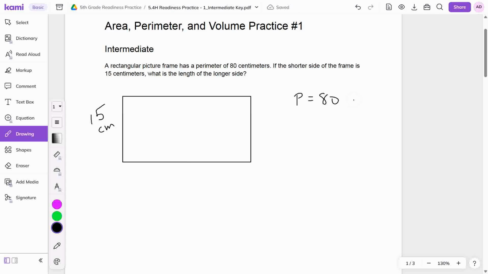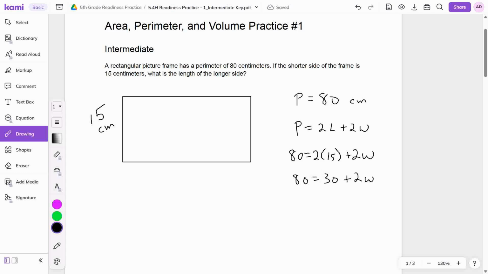Now, there's two ways that we can do this. We can just use this rectangle to figure out what is the length of the longer side, or we can use our formula. Remember our formula is P equals double the length plus double the width. And so let's call this 15 centimeters our shorter side. And we know our perimeter is 80, so we're going to say 80 equals 2 times 15 plus 2 times W. So really this is 80 equals 30 plus 2 times W.